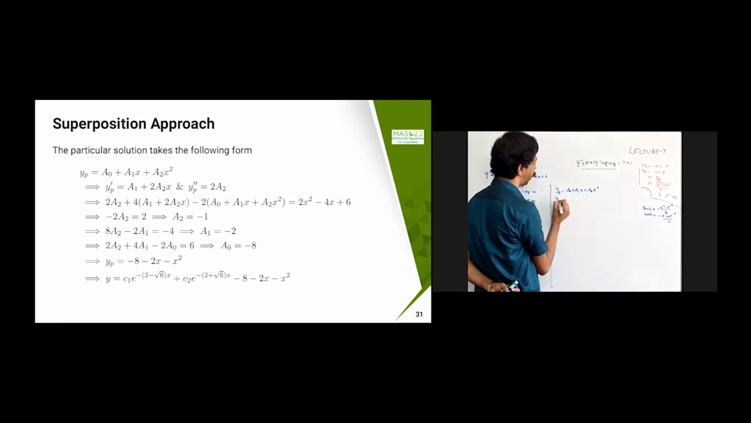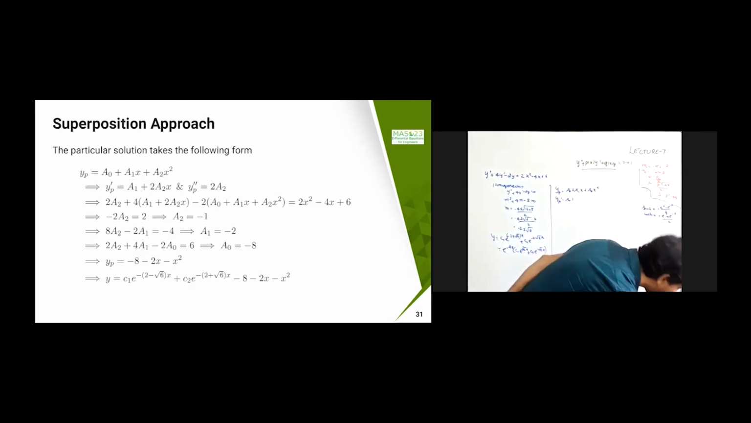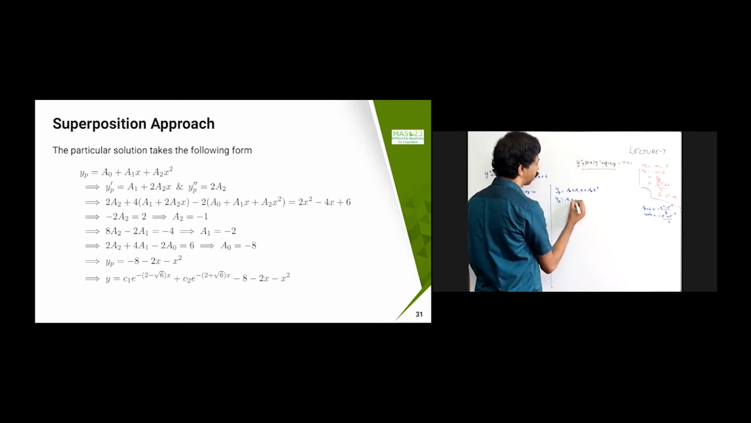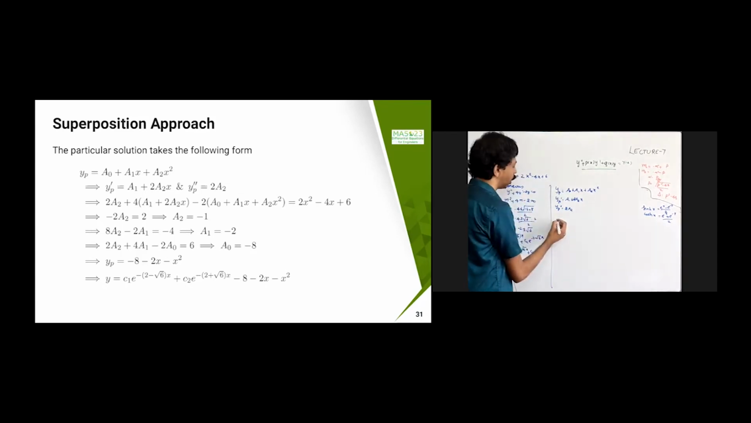Therefore our yp dash is going to become: a0 is going to vanish, so we are going to get a1 plus 2a2x. And yp double dash is going to become 2a2. So I am going to substitute over here. Therefore this is going to become 2a2.